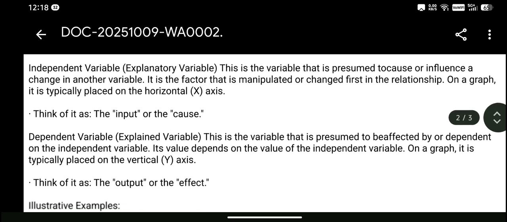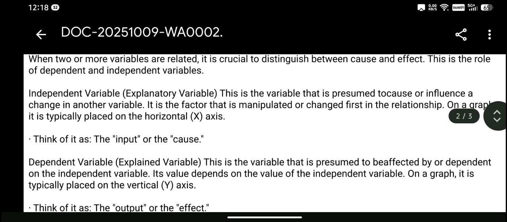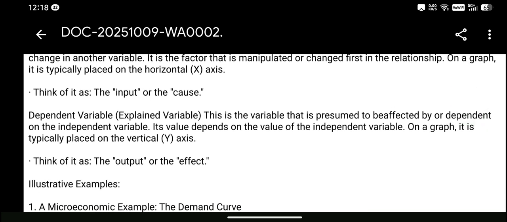Dependent variable, the explained variable. This is the variable that is presumed to be affected by or dependent on the independent variable. Its value depends on the value of the independent variable. On a graph, it is typically placed on the vertical y-axis. Think of it as the output or the effect.